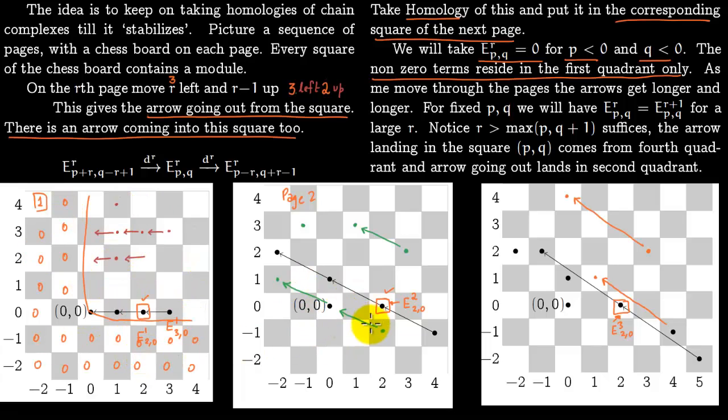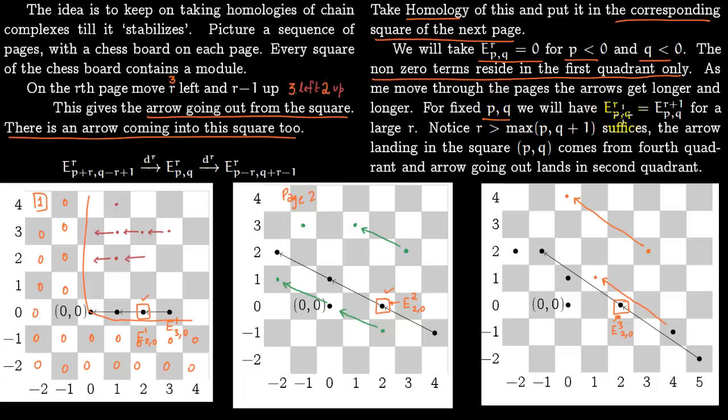So as you see, as you are moving through the pages, these arrows are getting longer and longer. So if you have a particular fixed P and Q, say you have fixed 2, 0, ultimately these arrows will be so long that they will start from 0 and land in 0. And this you can see easily, if you have fixed these coordinates P and Q.